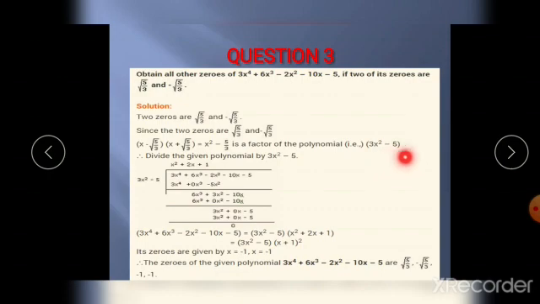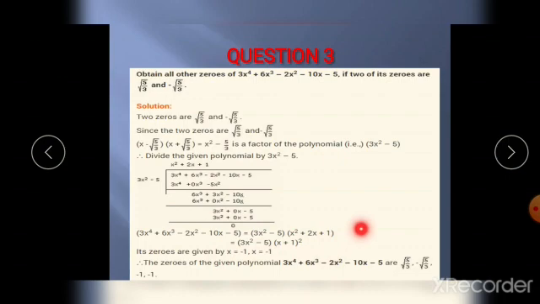Now divide 3x square minus 5 into the given polynomial 3x power 4 plus 6x cube minus 2x square minus 10x minus 5. Then you will get the remainder 0 and the quotient x square plus 2x plus 1 by the long division method. Now x square plus 2x plus 1 is a quadratic polynomial. By using the factorization method, you will get another two zeros. The two zeros are minus 1, minus 1.